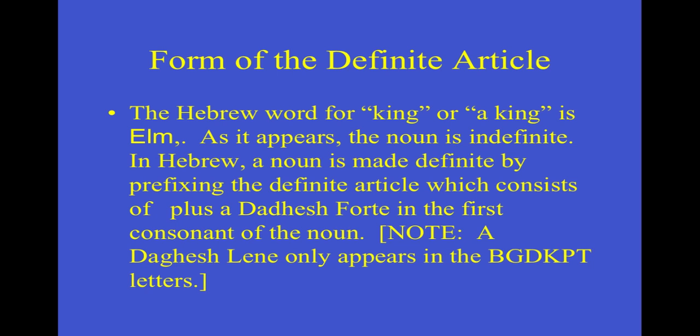In Hebrew, a noun is made definite by prefixing, or putting at the beginning of a word, the definite article, which consists of a hey plus a dagesh forte in the first consonant of the noun. And notice that a dagesh lene only appears in the begadkefat letters.